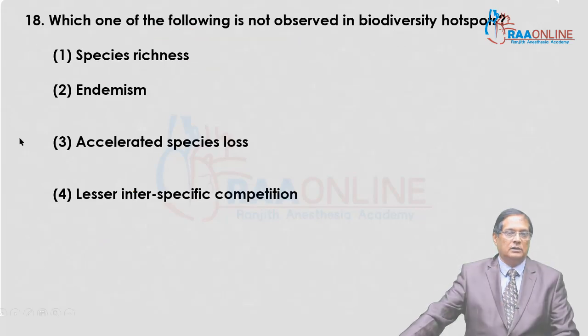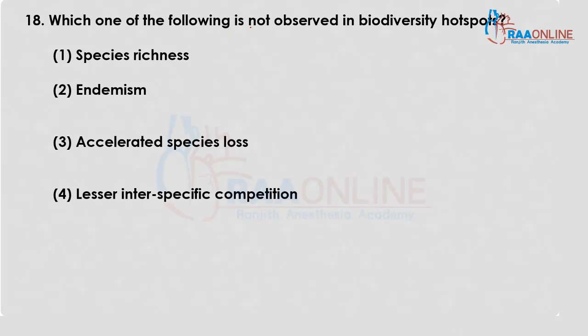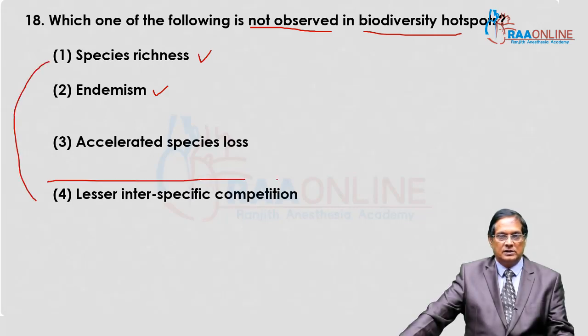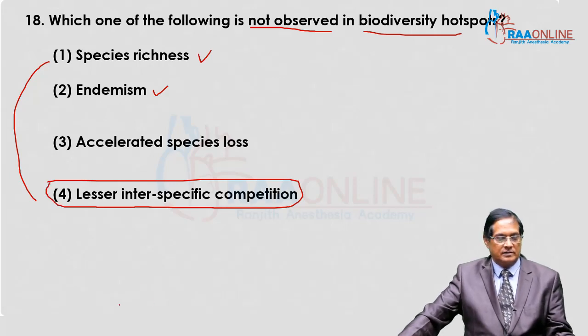Question number 18. Which of the following is not observed in a biodiversity hotspot? Species richness is at a high degree, endemism is there, accelerated species loss is there. If species are there, then there is competition. The last one is lesser interspecific competition. If species richness is there, this is not possible. More interspecific competition should be there.